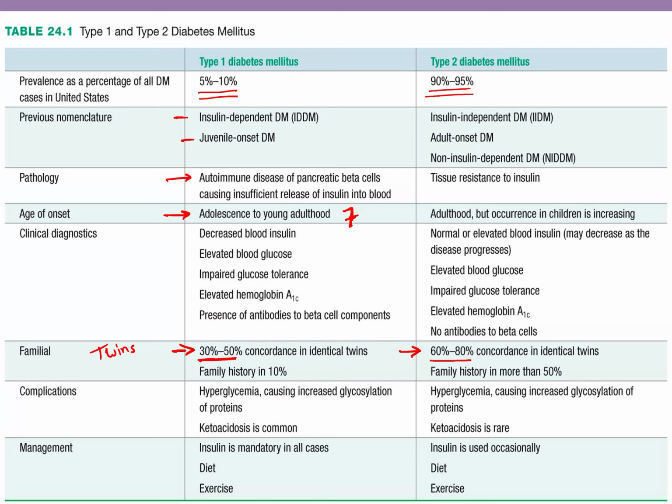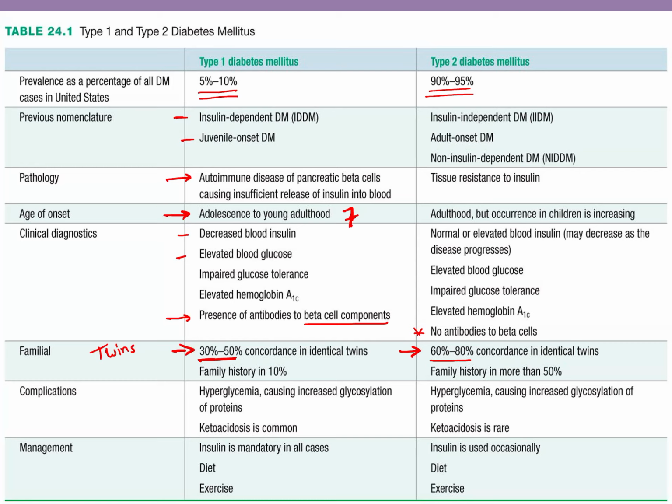So type 1 diabetes really is due to this impaired ability to make insulin yourself because those beta cells are destroyed. So you would look for a decreased blood insulin. Because you are not making that insulin, you'll have elevated blood glucose. And there are other things here, right? And this should make sense too, the presence of antibodies to those beta cell components, right? You're not going to have that in type 2 diabetes.